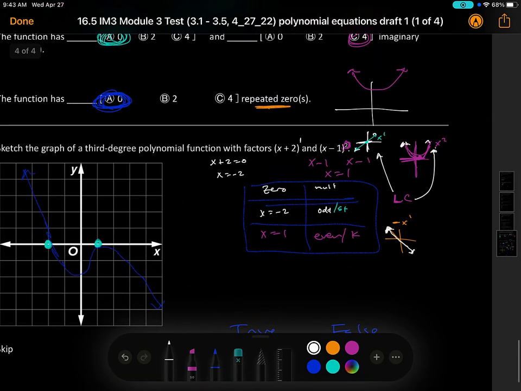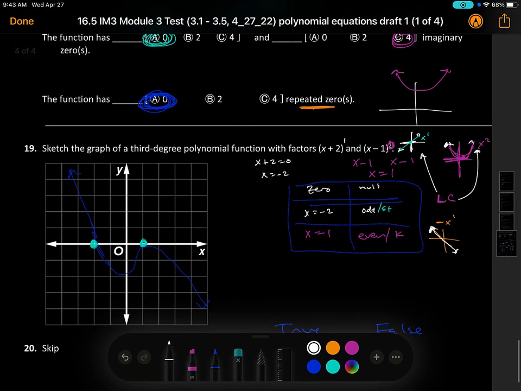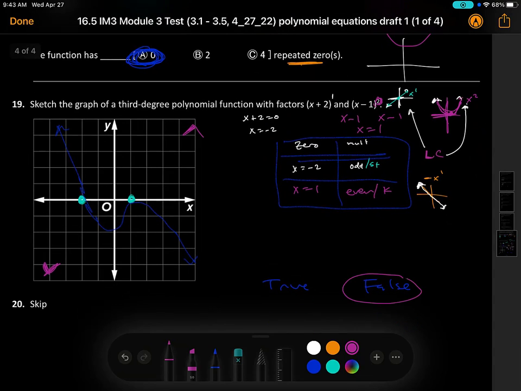Now if you look at this graph, it doesn't tell us anything about the leading coefficient, so it should actually start down and then end up. So this one was not drawn correctly, the answer is false.